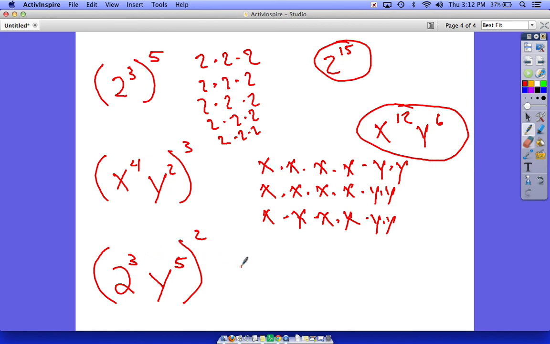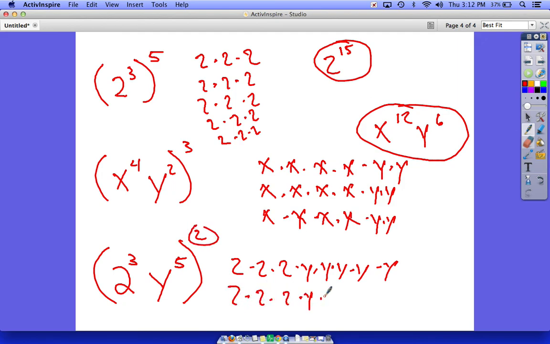Last one. I need 2 sets of those. One, two, three, 6 2's, 2 to the 6th power. And 1, 2, 3, 4, 5, 10 y's. And I don't need that multiplication sign in the middle because if they're beside each other like these, it means multiplication anyways. But that would be your final answer there.